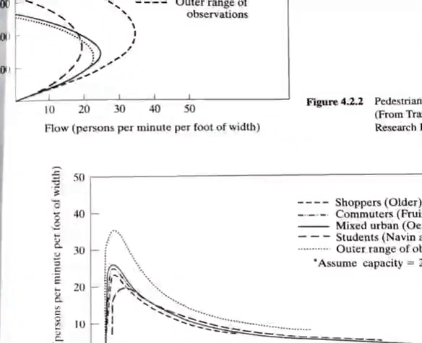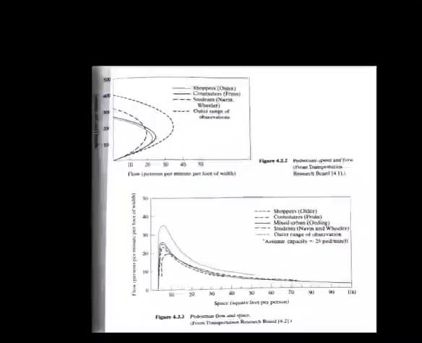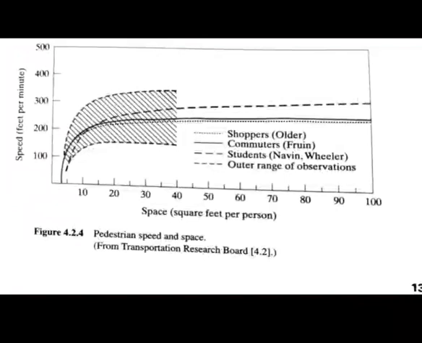So coming to figure 4.2.3, the pedestrian flow and space. Here space, that is the square feet per person, is the reciprocal of what? Reciprocal of density. So here also you can see that normally the space is increasing, reaching a maximum flow, and then thereafter it is decreasing. That is figure 4.2.3, a plot of flow versus space. Then in the next figure, 4.2.4, you can see a plot of the relationship between speed and space.